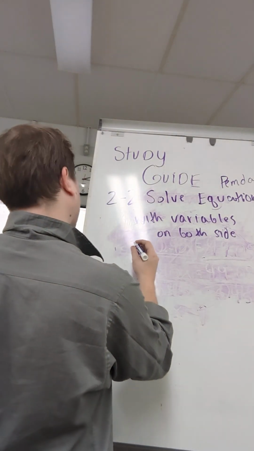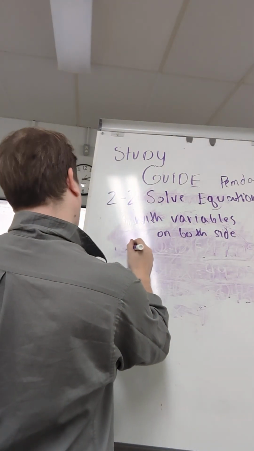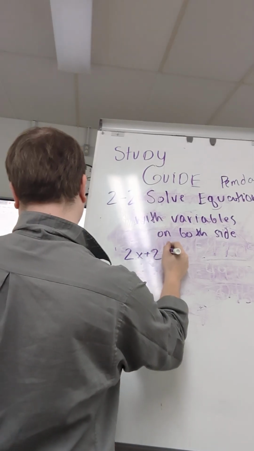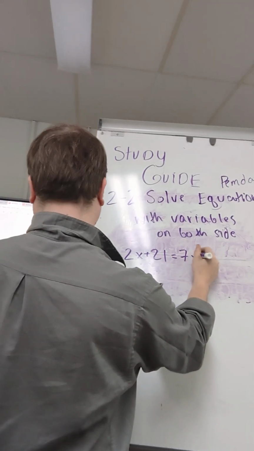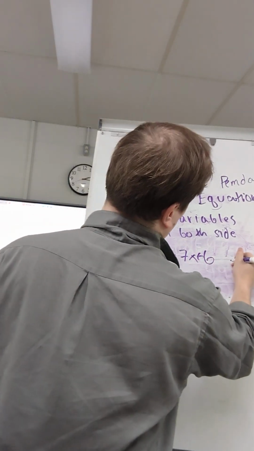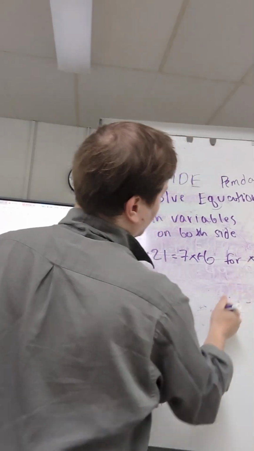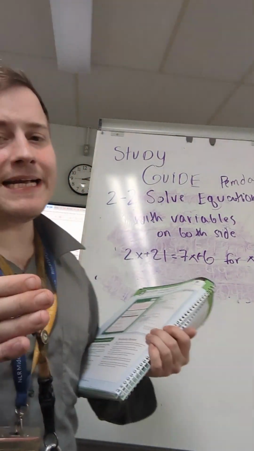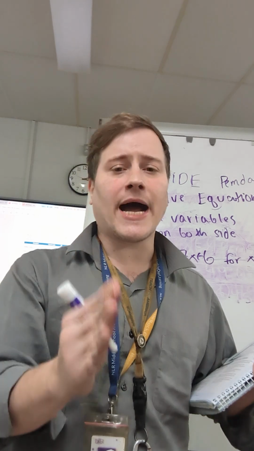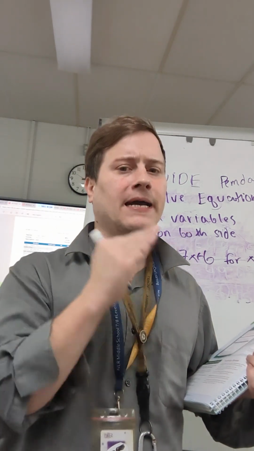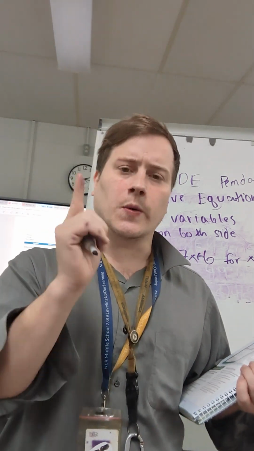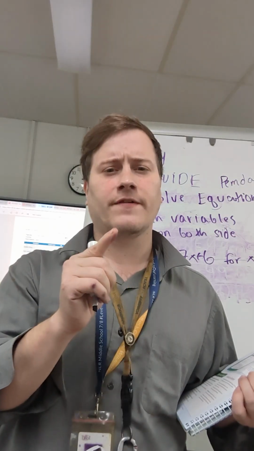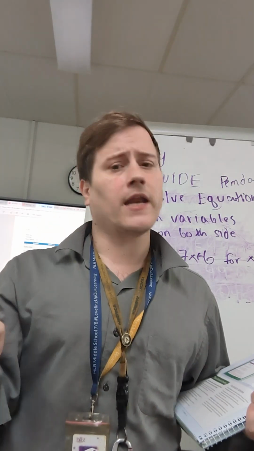So we're looking at the example on 2-2. Solve 2x plus 21 equals 7x plus 6, for x. That means whenever you see a "for" variable, it wants that letter by itself on the left side by the end. So that is the goal. Once we have that letter all by itself, we've done it. We're finished. We can't do anything more.